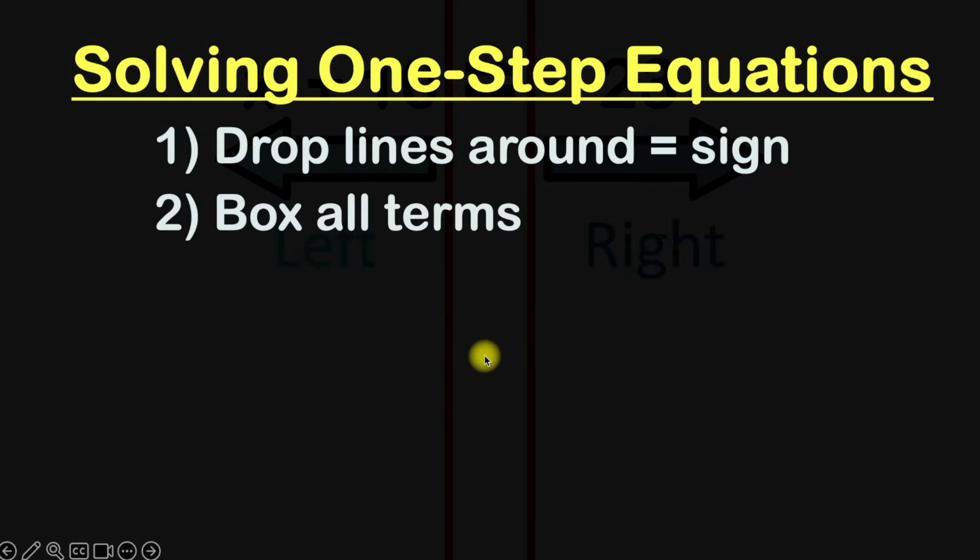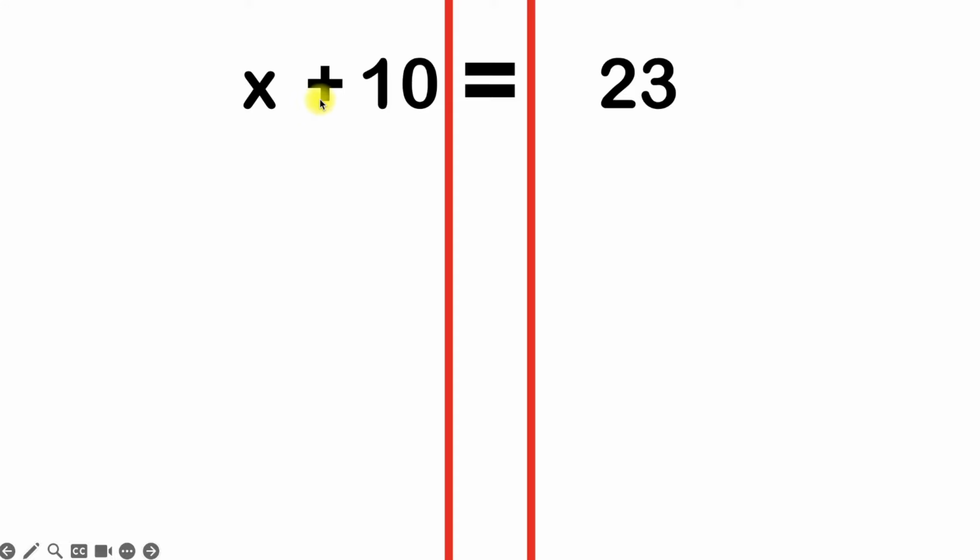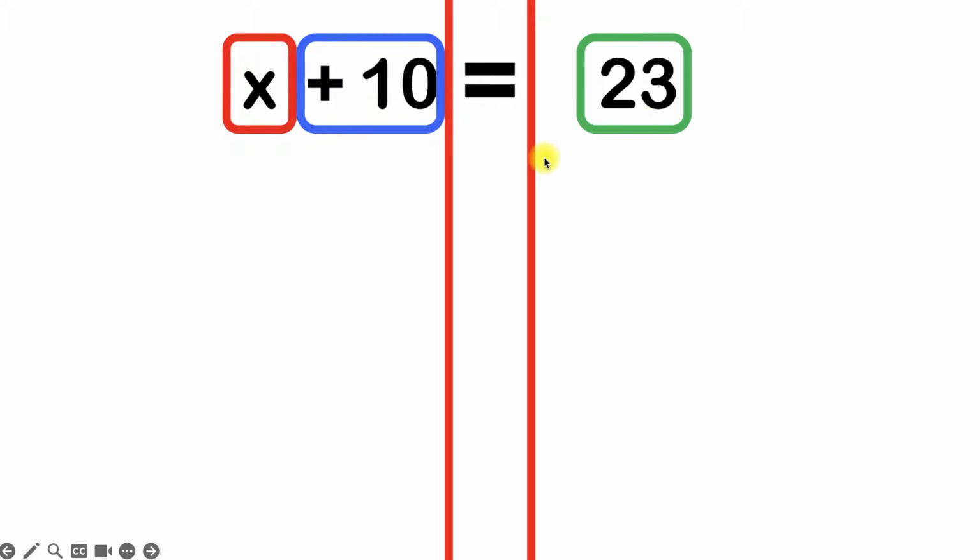Step number 2. We're going to box all of our terms. We've said this before in previous lessons. An expression, which we have on the left side of the equal sign and the right side of the equal sign, is made up of terms. Terms get separated by your plus and minus signs. So this term here is positive x, this term here is positive 10, and on the right side, we've got positive 23.